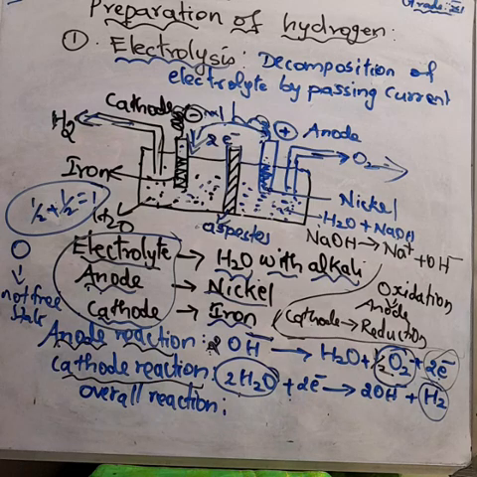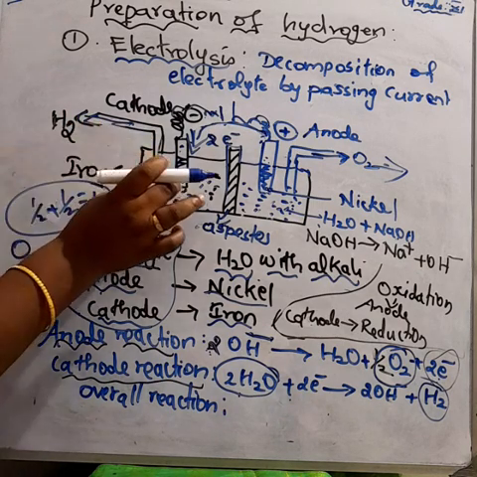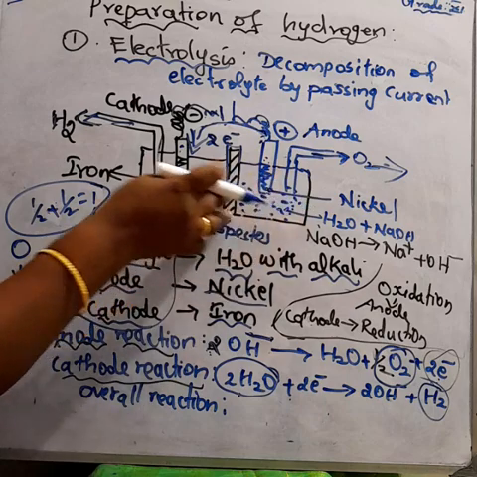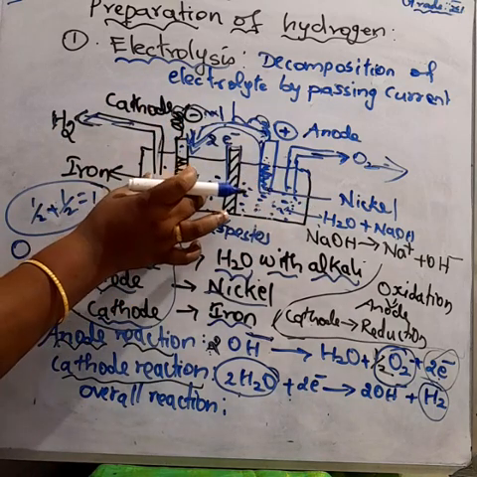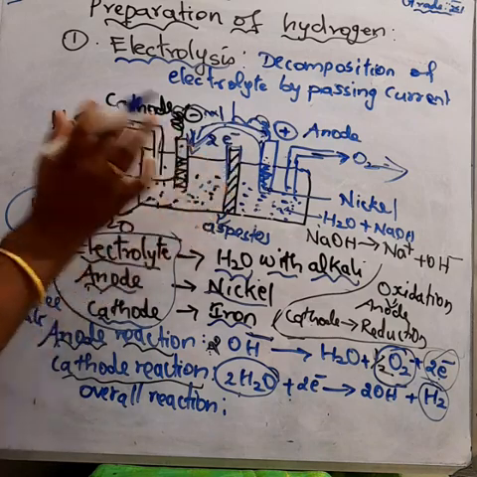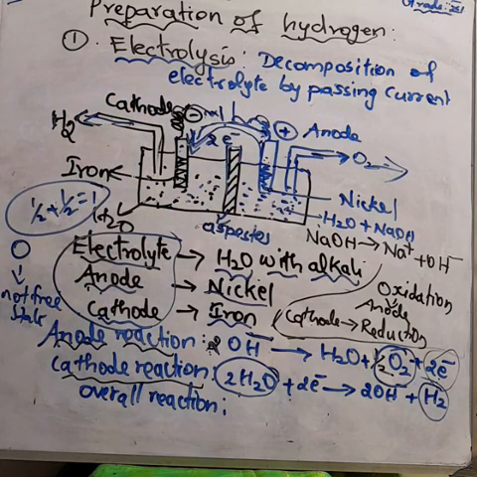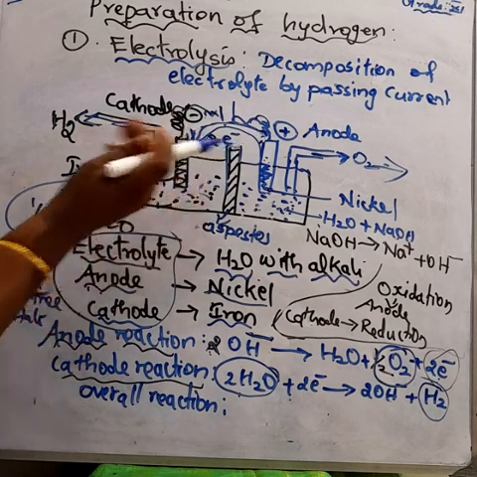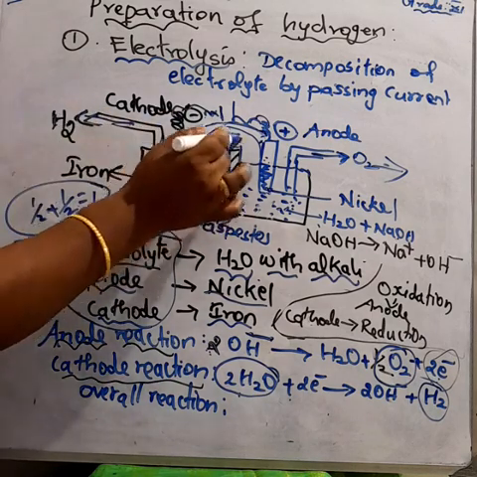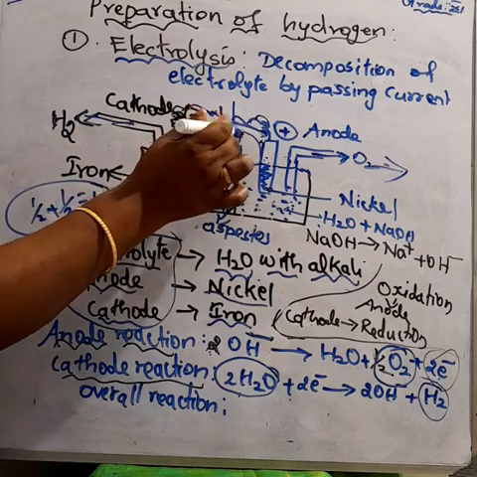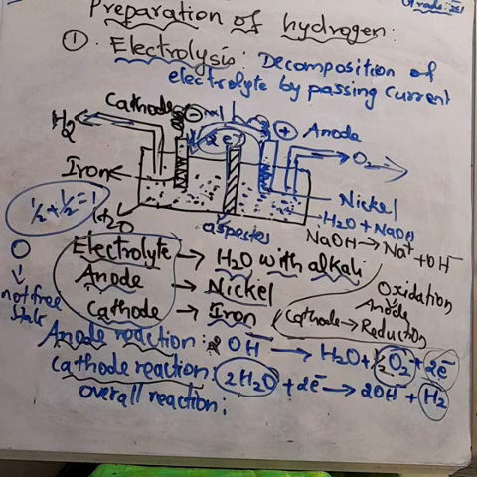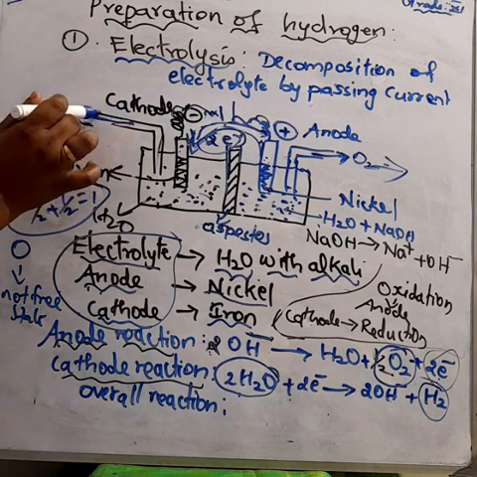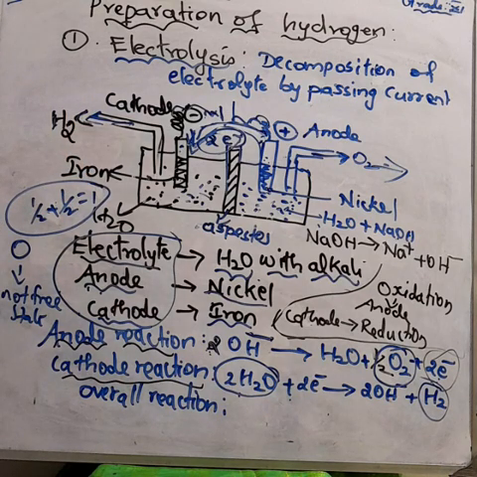When, at the anode, the OH minus ion, that is the base, releases 2 electrons, these electrons enter into the cathodic electrolyte. The water molecule present in the cathode accepts these 2 electrons and forms hydrogen gas, to produce the hydrogen.